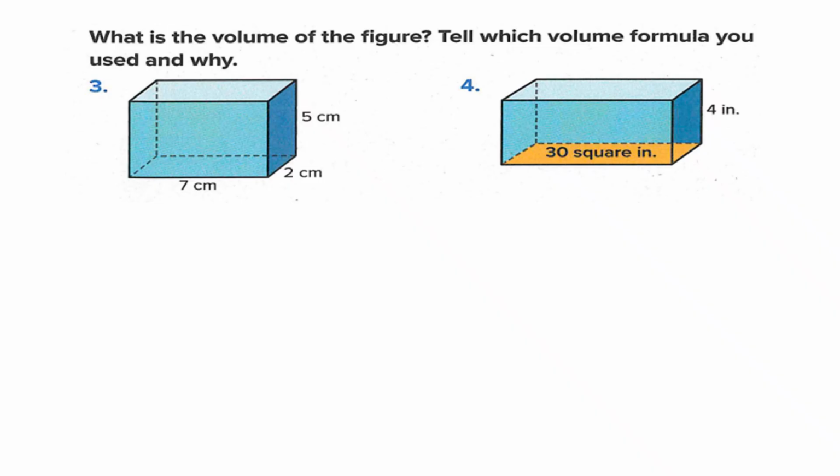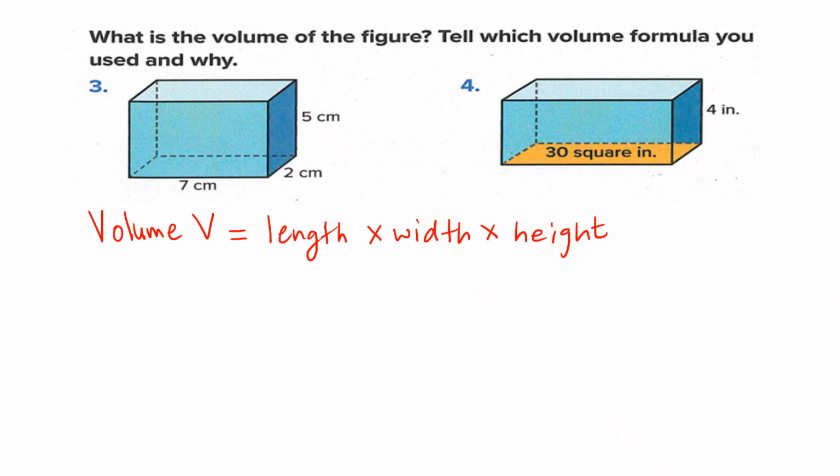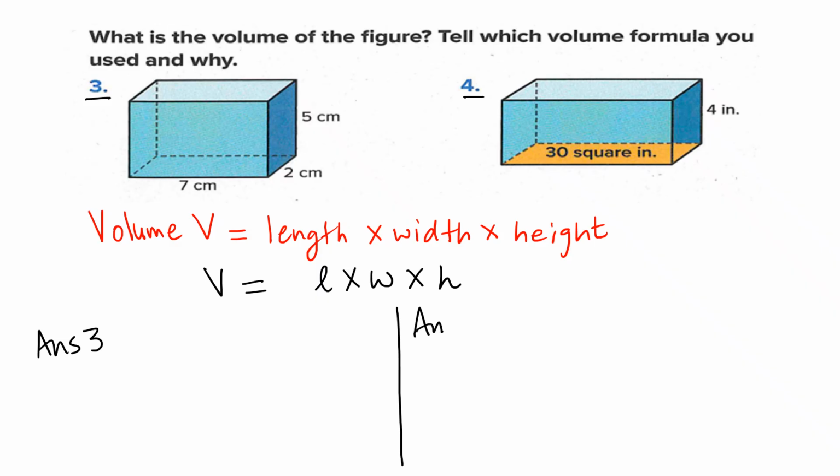So first, let's revise the formula for volume. Volume can be written with capital V. It is equal to length multiply with width multiply with height. This is the formula. And if you want to write it in small terms, you can use the symbol V equal to L for length, W for width, and H for height. Okay. Now let's use this formula to solve question 3 and 4. So the answer for question 3 we will do here, and the answer for question 4 we will do here.